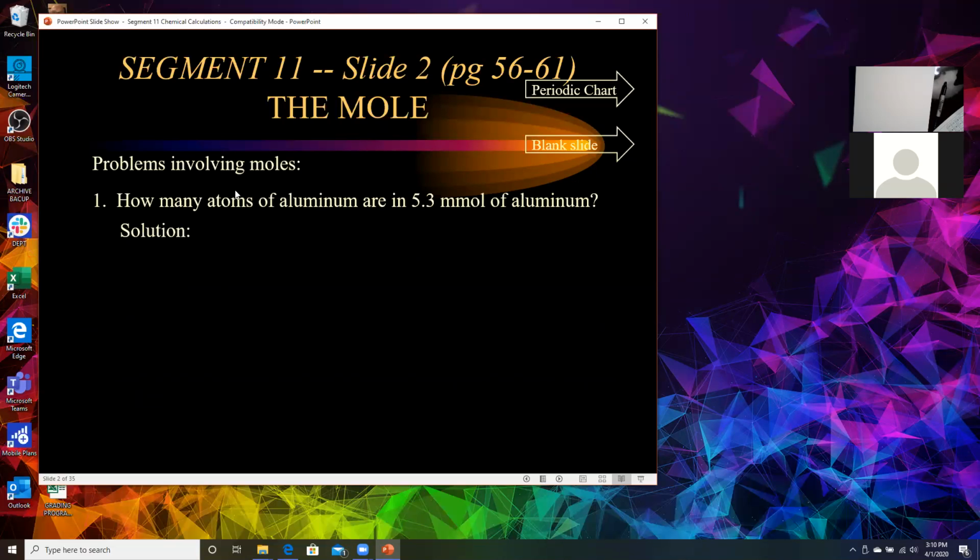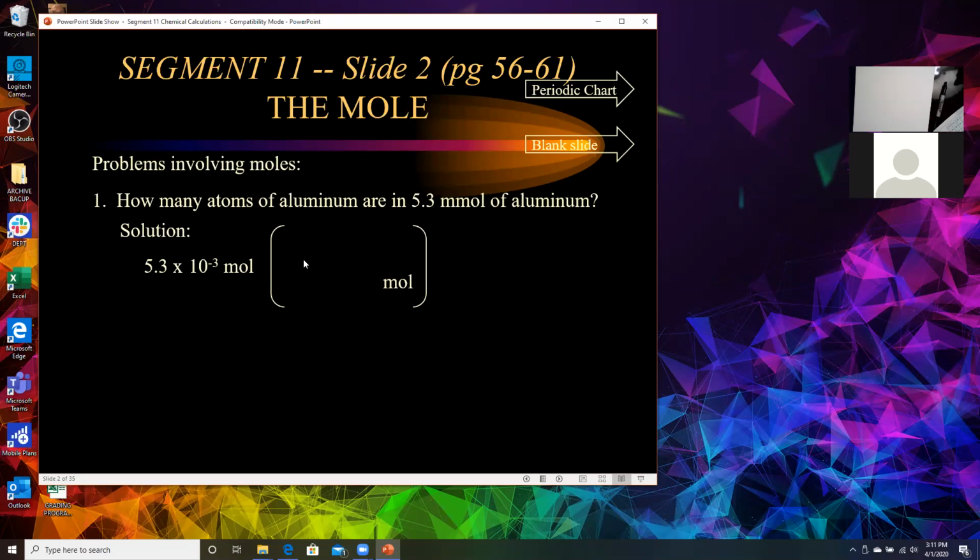Now, how many atoms of aluminum are there in 5.3 millimoles of aluminum? Well, we've got 5.3. Milli is 10 to the minus 3. That's the way we always do unit conversions within the metric system. Replace the letter or group of letters that represent that unit with what it's equal to. So milli is 10 to the minus 3. I can convert 5.3 millimoles of aluminum into moles of aluminum just by changing the milli to 10 to the minus 3. So I've got 5.3 times 10 to the minus 3 moles of aluminum.